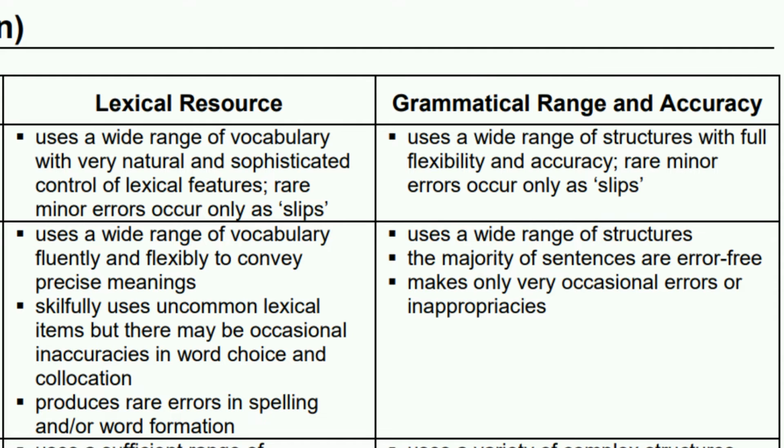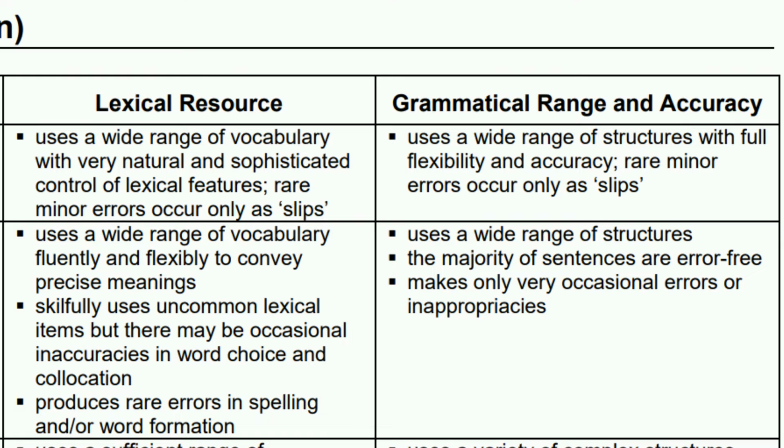vocabulary fluently and flexibly to convey precise meanings, skillfully use uncommon lexical items, but there may be occasional inaccuracies in word choice or collocation. Produce rare errors in spelling or word formation. You should have to use a wide range of vocabulary with very natural and sophisticated control of lexical features. Rare minor errors occur only as slips for getting a band 9 for lexical resource.